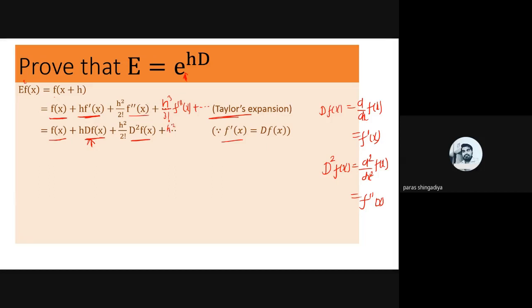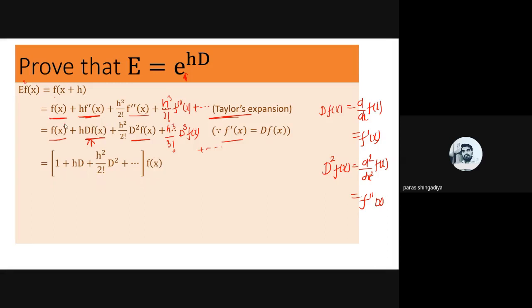And then if we require the third term, h cube by 3 factorial, what will be defined here? D cube f(x). That is f triple dash x, so it will be the 3 times derivative with respect to x, so it is D cube f(x), and so on. And after that, we'll consider f(x) common. We'll take f(x) common from this step.